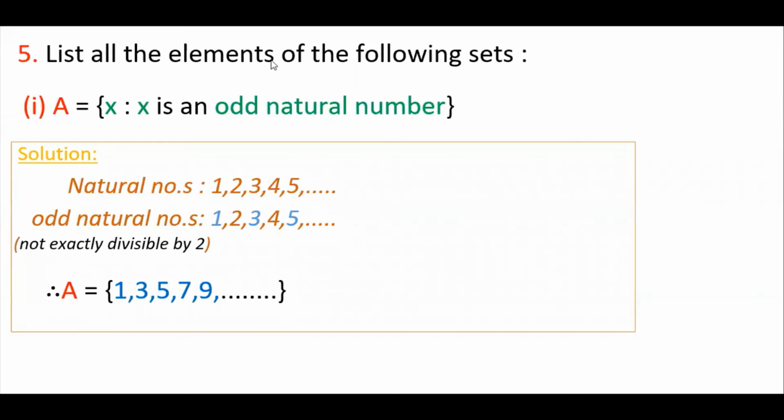Here's the fifth question. List all the elements of the following sets. The set is given in set builder form, and you have to write the elements of this set. The first one is A = {x such that x is an odd natural number}. Natural numbers are 1, 2, 3, 4, 5, etc. From these natural numbers, the odd natural numbers are 1, 3, 5, 7, 9, etc. Odd numbers are not exactly divisible by 2. So the elements of this set are 1, 3, 5, 7, 9, etc. This is the solution of this problem.